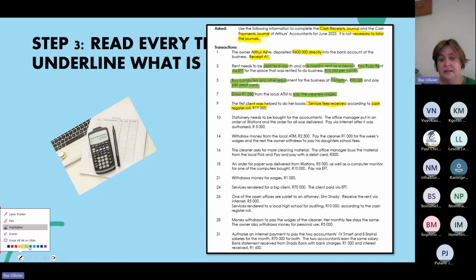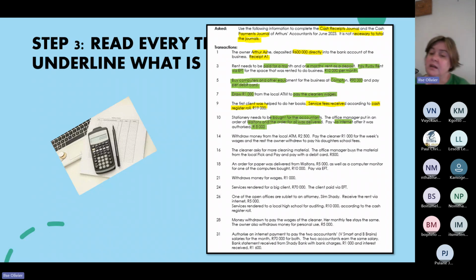Right, let's look at the transaction on the 10th. Stationery needed to be bought for the accountants. So you're buying something. The office manager put in an order at Walton's and the order was delivered. Pay via internet after it was authorized, 5,000 Rand. You paid it per internet, so you paid the electronic funds transfer, so you can either write bank statement or EFT.